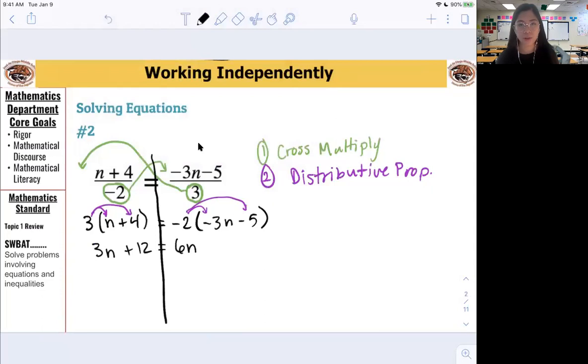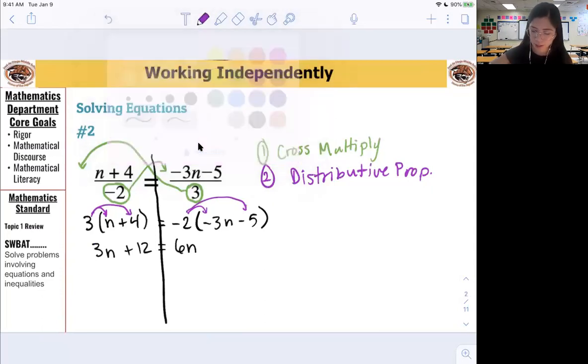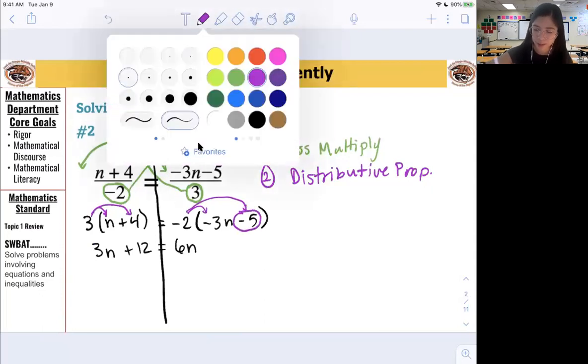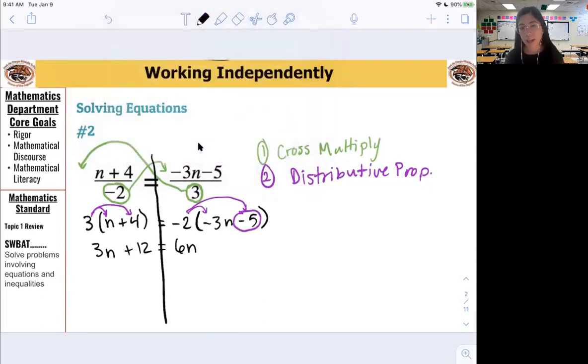And then negative 2 times negative 5, be careful, make sure you don't forget about that negative. That minus sign, we think of it as a negative. So I have negative 2 times negative 5. Again, 2 negatives make a positive, so it's positive 10, plus 10.